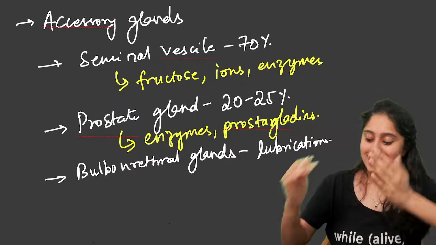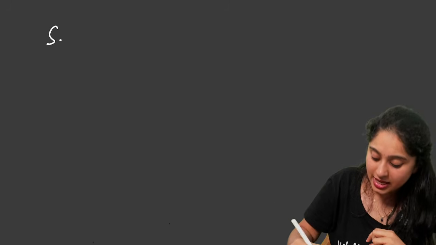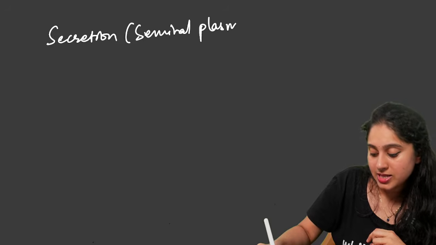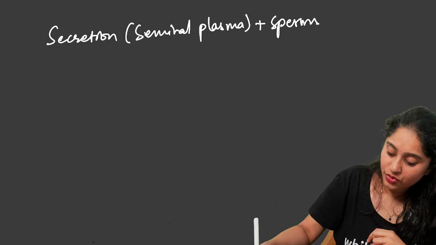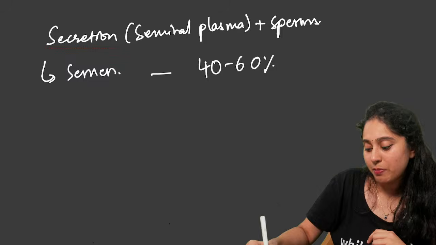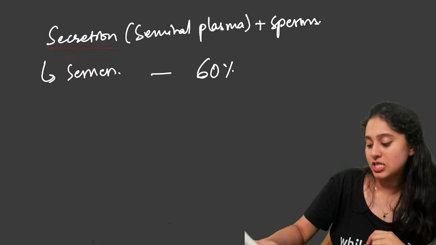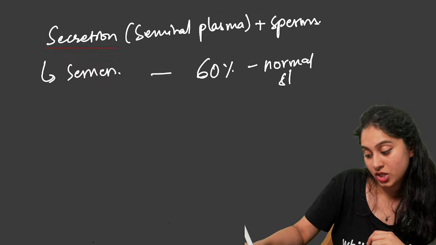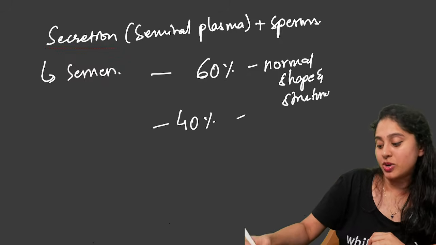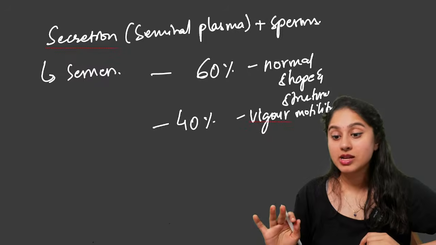Beautiful. All right, so these are the three glands that are participating. Along with this entire secretion, which we call the seminal plasma, plus the sperms together form what we call the semen. Now in this, 60% of the sperms should have normal shape and structure, and at least 40% should have vigorous motility. Is that clear to all of you?